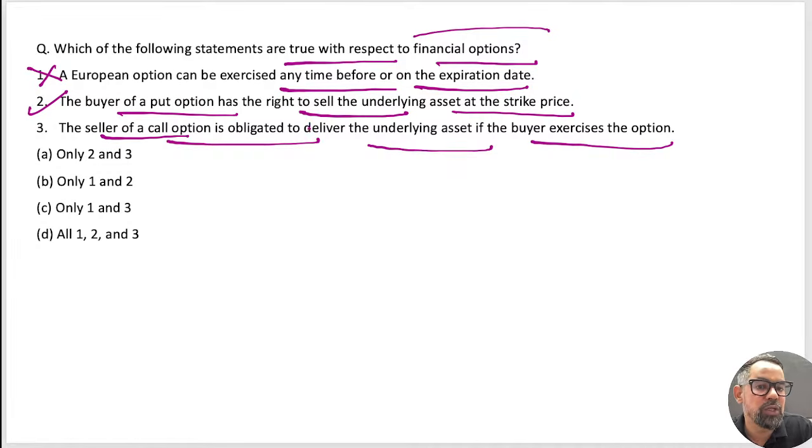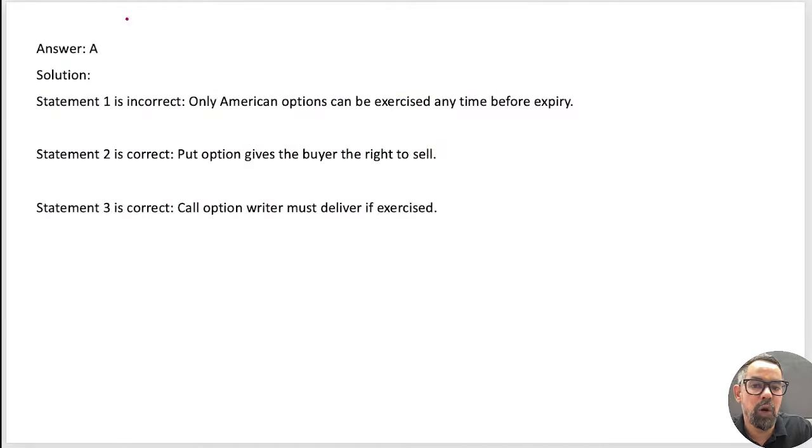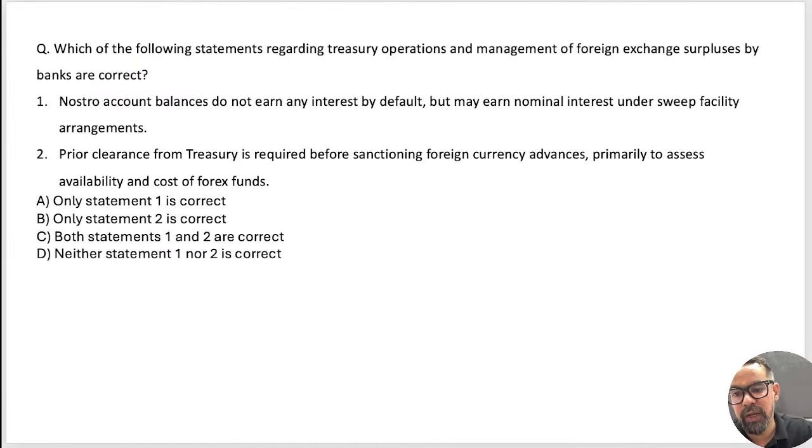The seller of a call option is obligated to deliver the underlying asset if the buyer exercises. Again, this is also correct. The seller of an option has unlimited loss and limited profit, up to the premium. Selling a call means you are bearish. If things go up, it is a loss situation and you have to pay. So statements 2 and 3 mean option A is the right answer. Very good, guys.